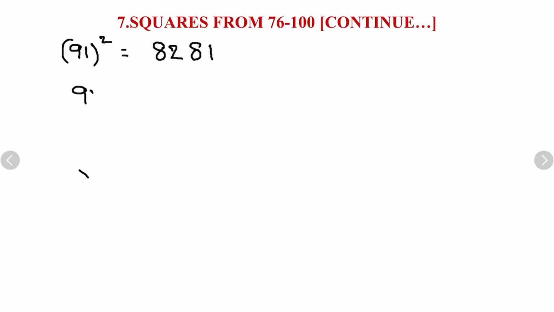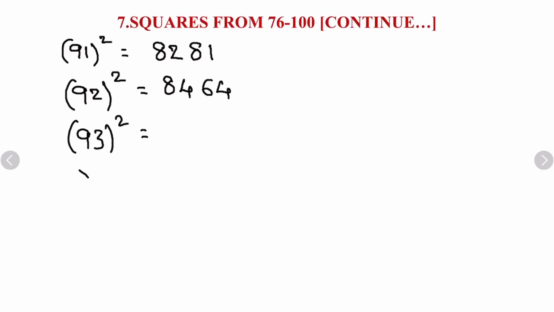If it is 92 square, how much less than 100? 8. 8 square, 64. 92 minus 8, so 84. If it is 93 square, how much less than 100? 7. 7 square, 49. 93 minus 7, 86.